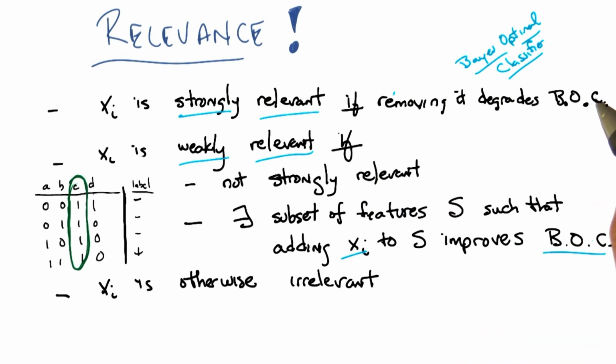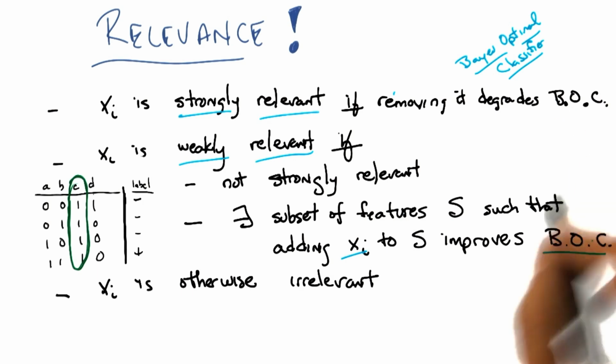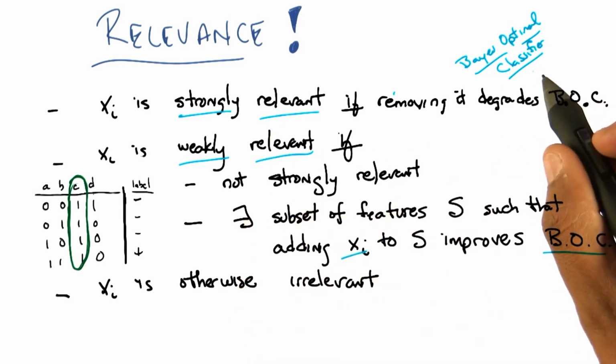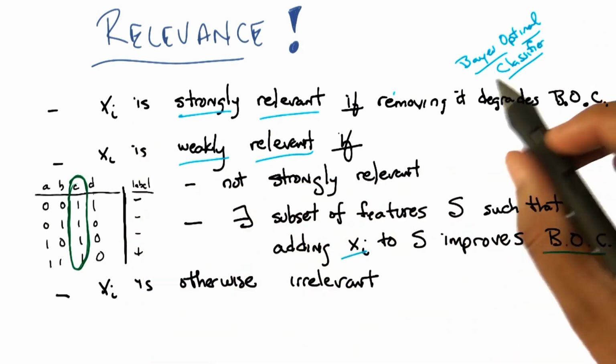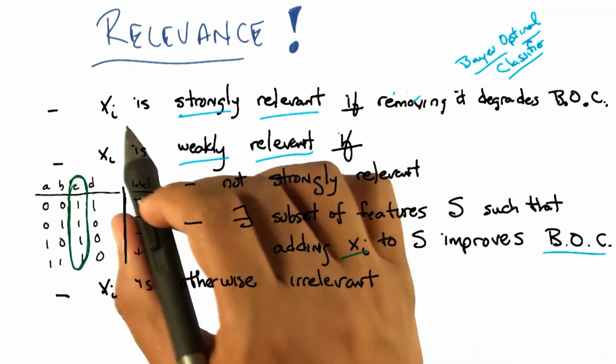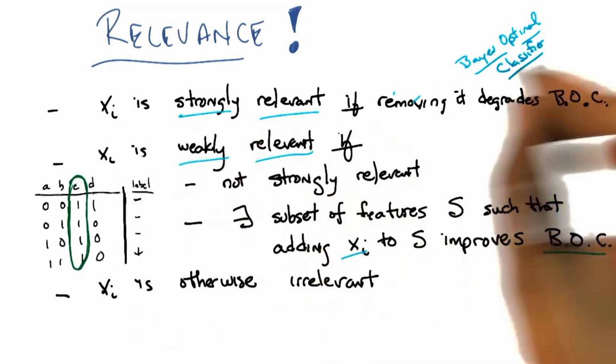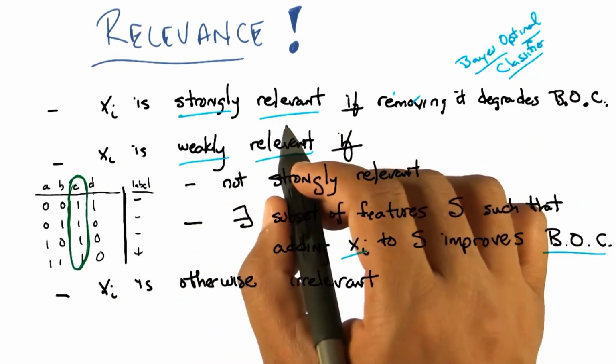So in this case, we're talking about the Bayes optimal classifier on, I guess in both cases, the Bayes optimal classifier on the reduced set of features. Right. Comparing it to the Bayes optimal classifier on the full set of features in the first case. Right, or just on any subset of features. So in particular, in the strongly relevant case, we're saying, well, what would the Bayes optimal classifier be on all of the features versus the Bayes optimal classifier on all of the features except x sub i? And if removing x sub i degrades the performance, then we say it's strongly relevant.